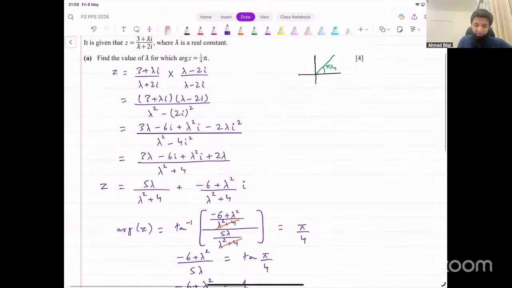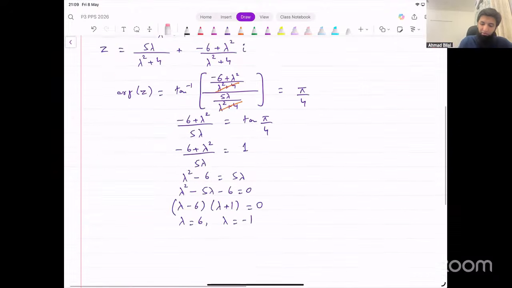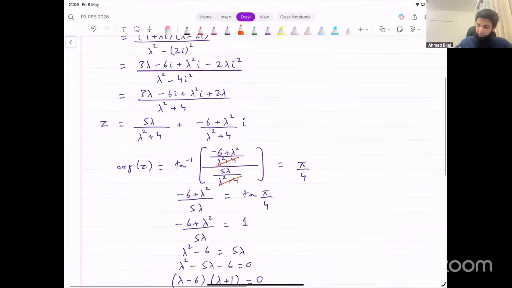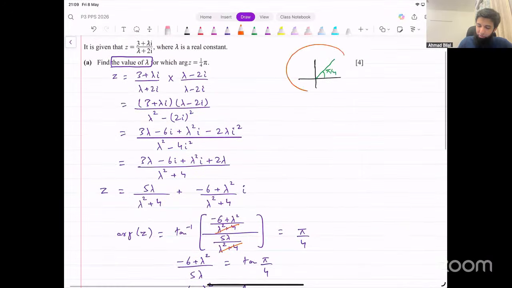Now the question said find the value of lambda. That's singular. So that means there has to be only one answer. We're getting multiple answers. That means one of them is not going to be possible. Now, how do we ignore one of them? We know the angle is supposed to be acute, so we are in the first quadrant.